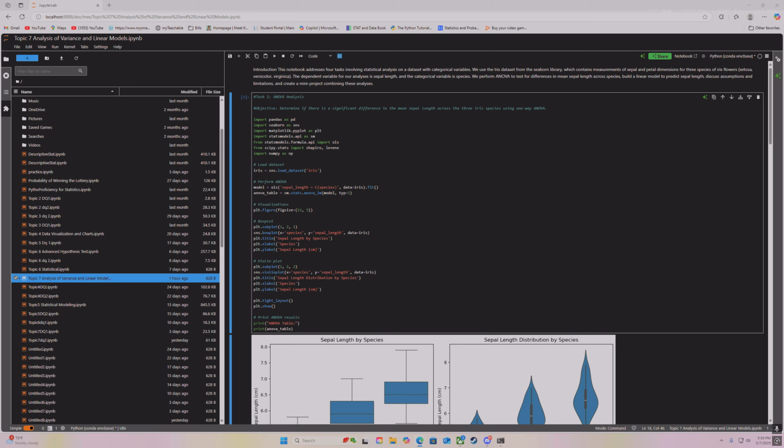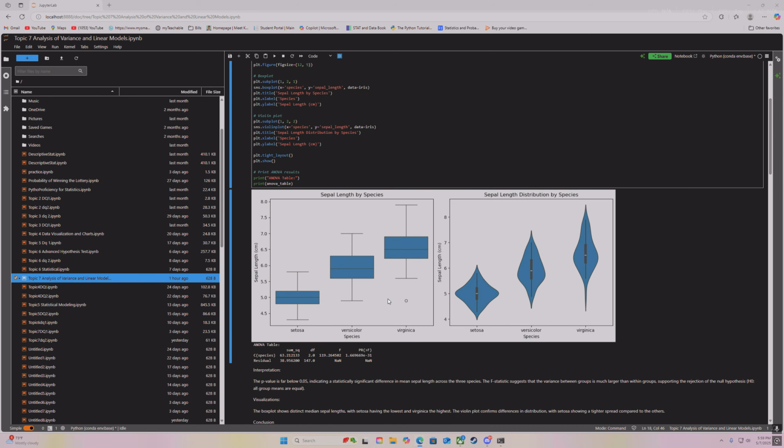For our task one, our ANOVA analysis, we're going to perform a one-way ANOVA to check if the mean sepal length differs across the three iris species: setosa, versicolor, and virginica. The sepal length is our continuous dependent variable, and species is the categorical factor. The box plot down below, let me scroll down, shows the setosa has the shortest sepal length around 5 centimeters, while the virginica is the longest near 5.6 centimeters.